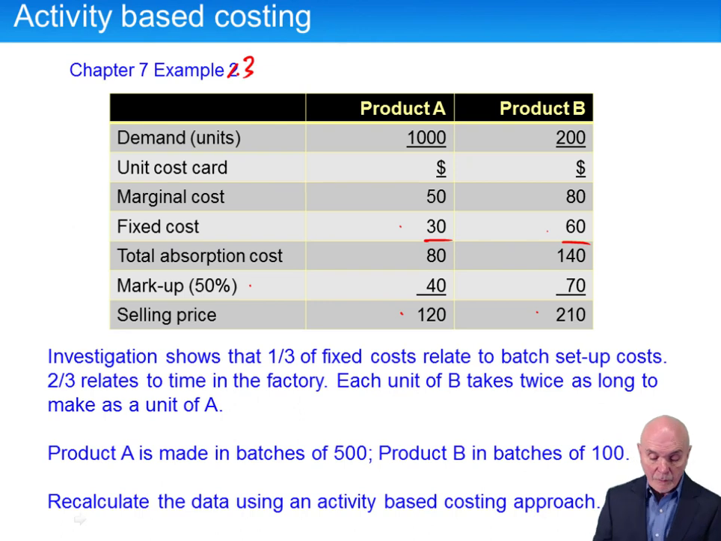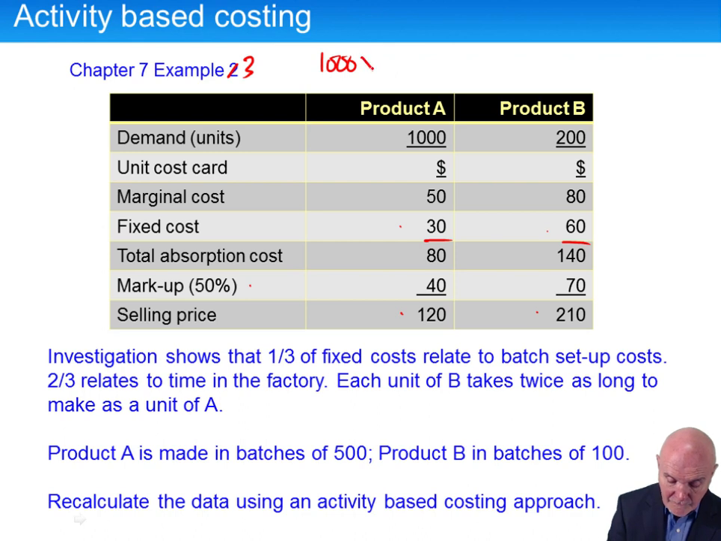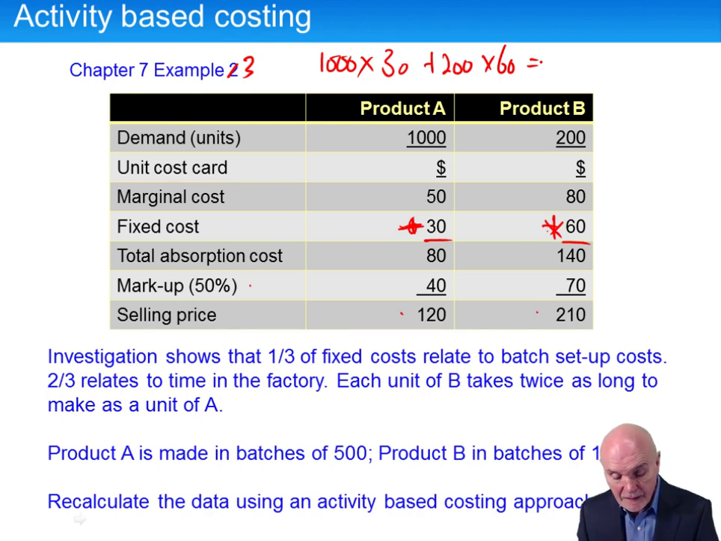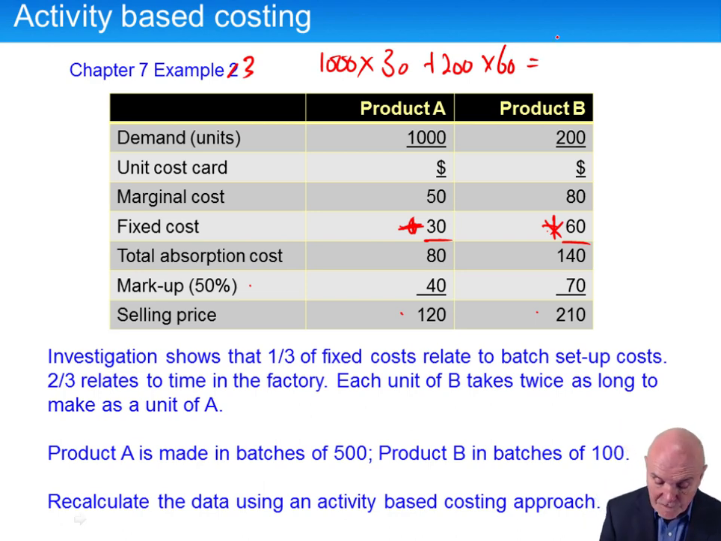Well, if they're absorbing it correctly, it is saying that we are producing 1,000 units of A, and each is absorbing or accounting for $30. We're producing 200 units of product B, and each of those is absorbing or accounting for 60. So we've got 30,000 in there, plus we have another 12,000, so that's going to give us 42,000. So the total fixed costs were 42,000.